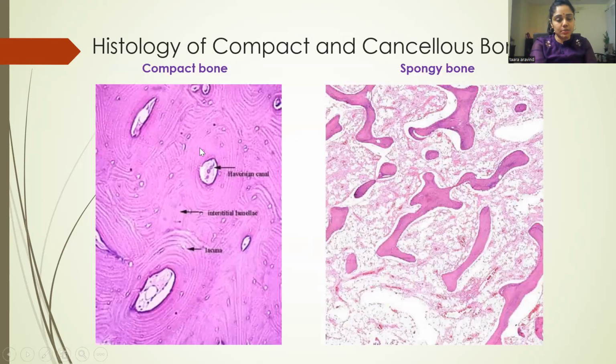This is the histopathological picture of the compact bone containing Haversian system and concentric lamellae, and this is a picture of a spongy bone where the bone is arranged in the form of trabeculae enclosing the marrow tissue.